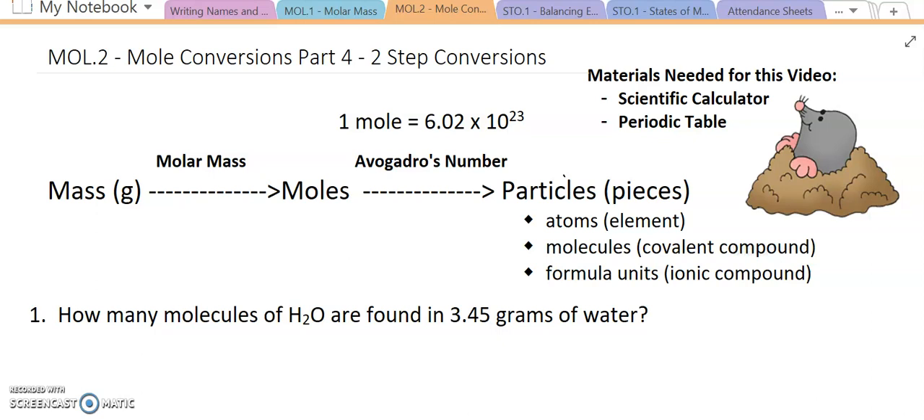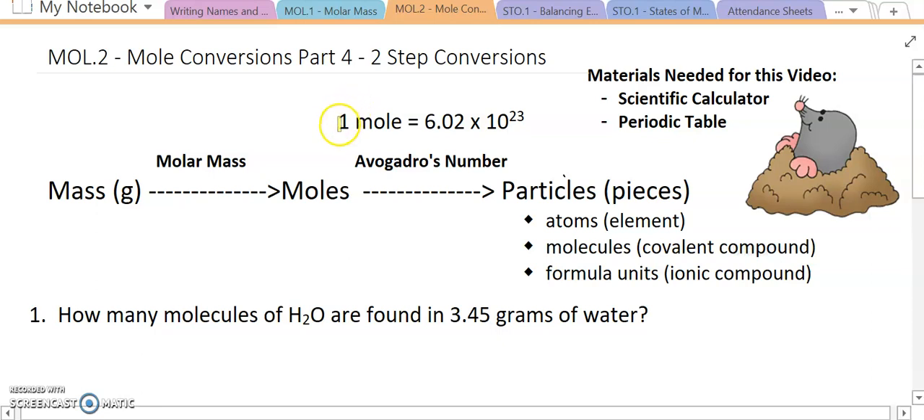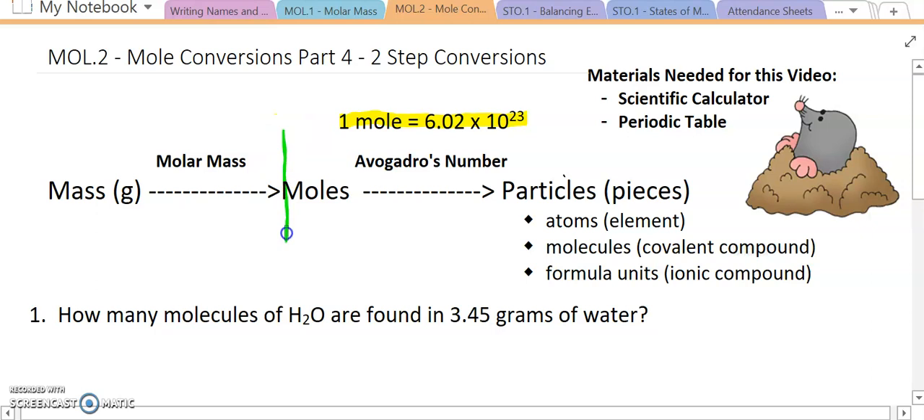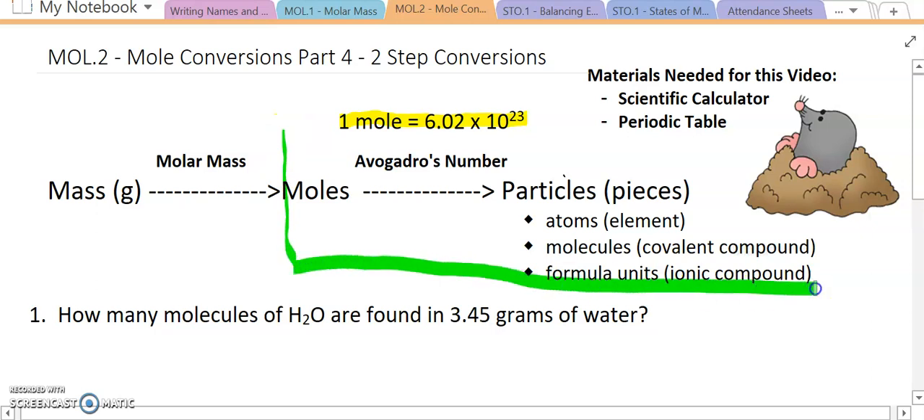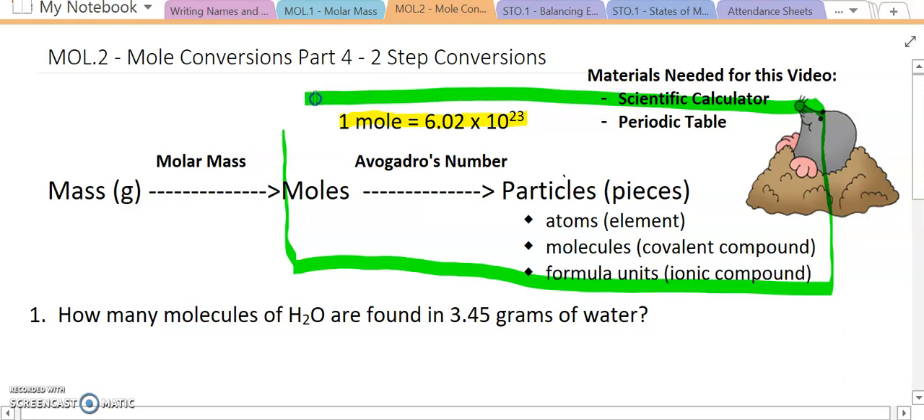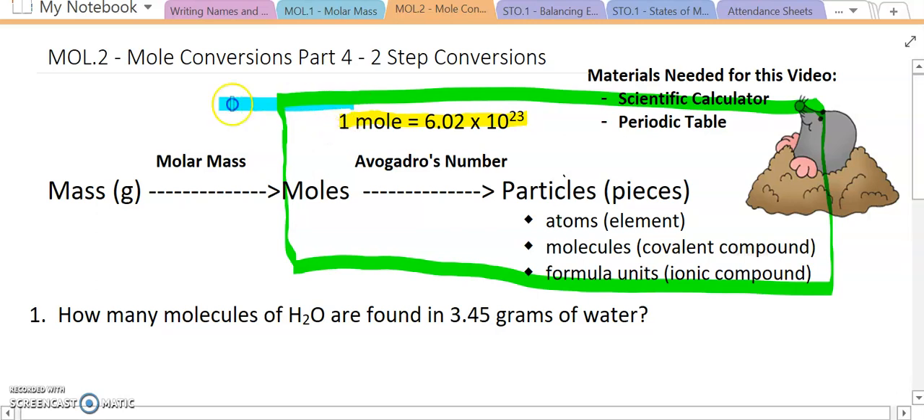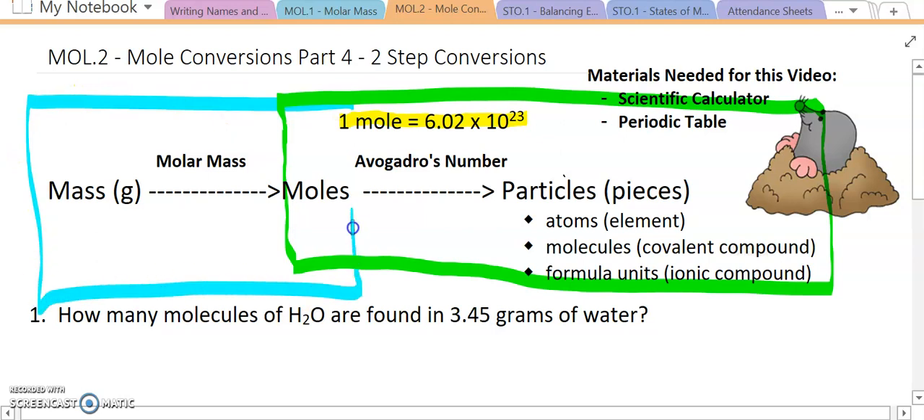So, in the first video, we talked about what is a mole, and we said that 1 mole is like a dozen, except instead of 12, it is 6.02 times 10 to the 23rd, and we call that Avogadro's number. In the second video, we took a look at converting between moles and pieces, because if 1 mole is 6.02 times 10 to the 23rd, we can figure out how many atoms or molecules or formula units exist in a chemistry problem. In the third part of the video, we took a look at converting between mass and moles.